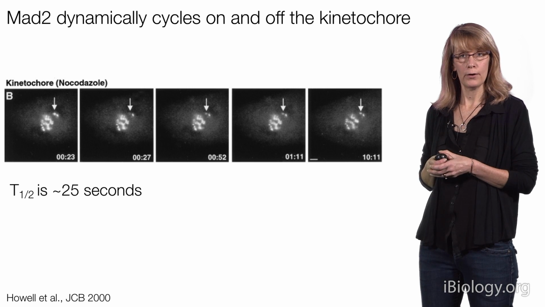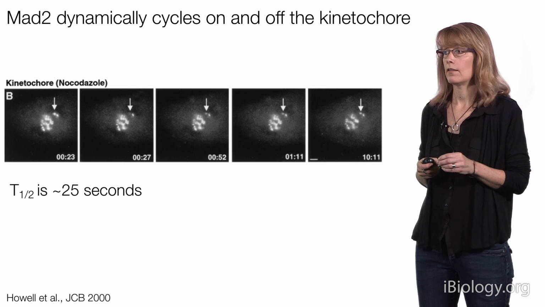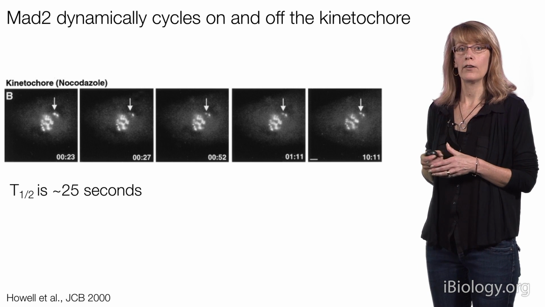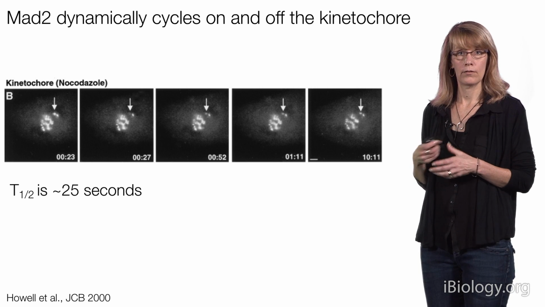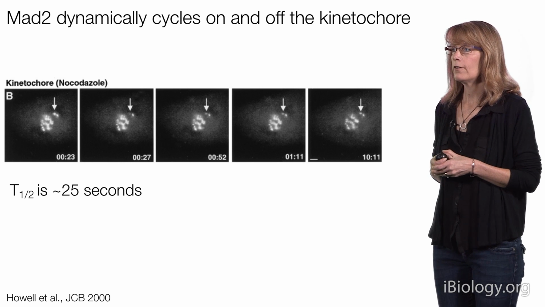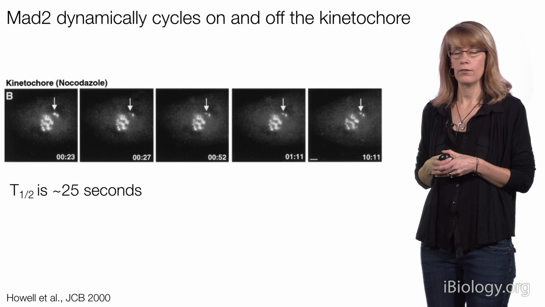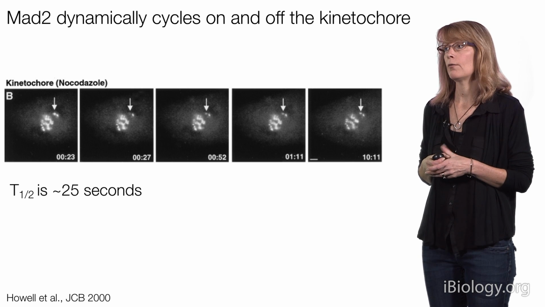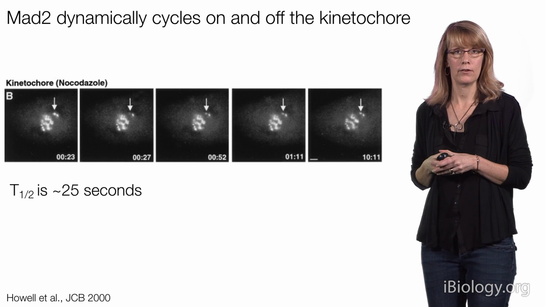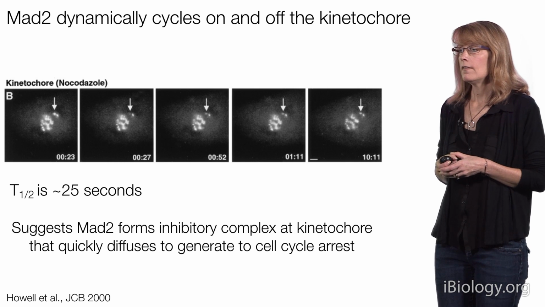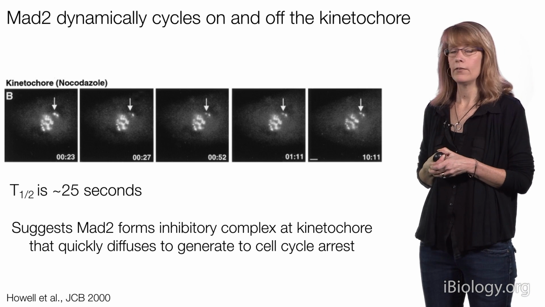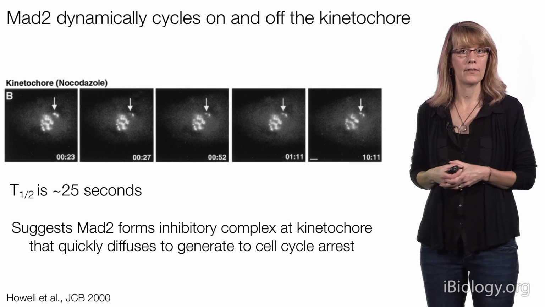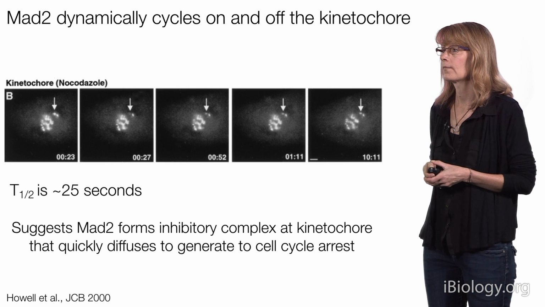They then did what we call a photobleaching experiment where they ablated the MAD2 fluorescence in a single kinetochore shown there, and then they watched how long it takes for new MAD2 to bind to the kinetochore. What they learned from this experiment is that a population of MAD2 rebinds within 25 seconds, which is extremely rapid. And I want to point out there was also a more stably bound population as well. So this dynamic localization of MAD2 suggested that perhaps it forms an inhibitory complex when it goes to the kinetochore that can quickly diffuse and then generate a cell cycle arrest.